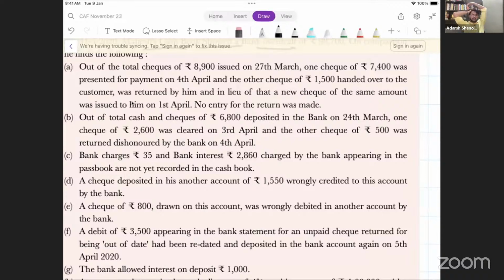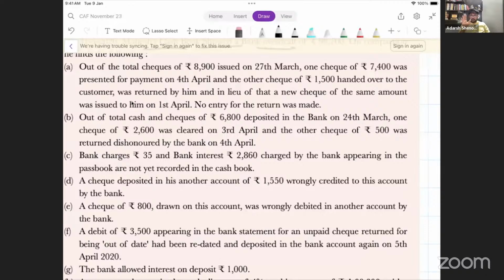So now let's read this again. Out of the total cash and checks of 6,800 deposited in the bank on 24th March, one check of 2,600 was cleared on 3rd April, and the other check of 500 was returned dishonored by the bank on 4th April. Now listen to this. The 6,800 is not causing any difference anywhere.